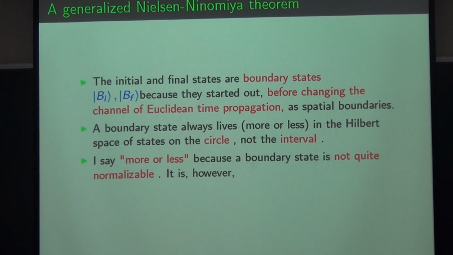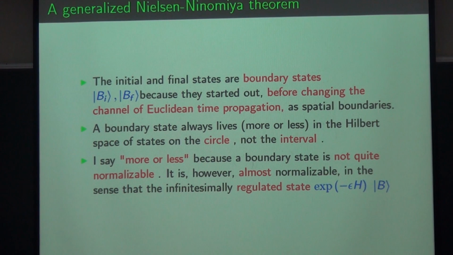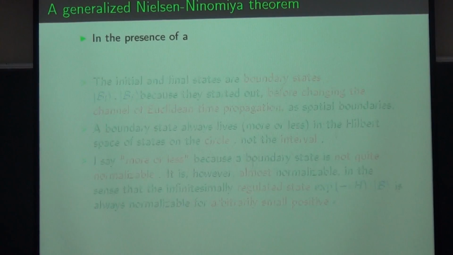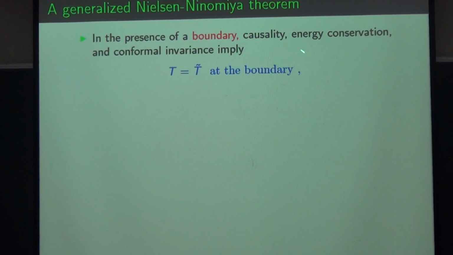A normalizable state. It is always not quite normalizable, at least in unitary theories, and that's easy to show. It is, however, almost normalizable in the sense that the infinitesimally regulated state, e to the minus epsilon H times beta, where again this is the circle Hamiltonian, is always normalizable for arbitrarily small positive epsilon. So in the presence of a boundary, causality, energy conservation, and conformal invariance imply that the left and right moving stress tensors at the boundary are equal.